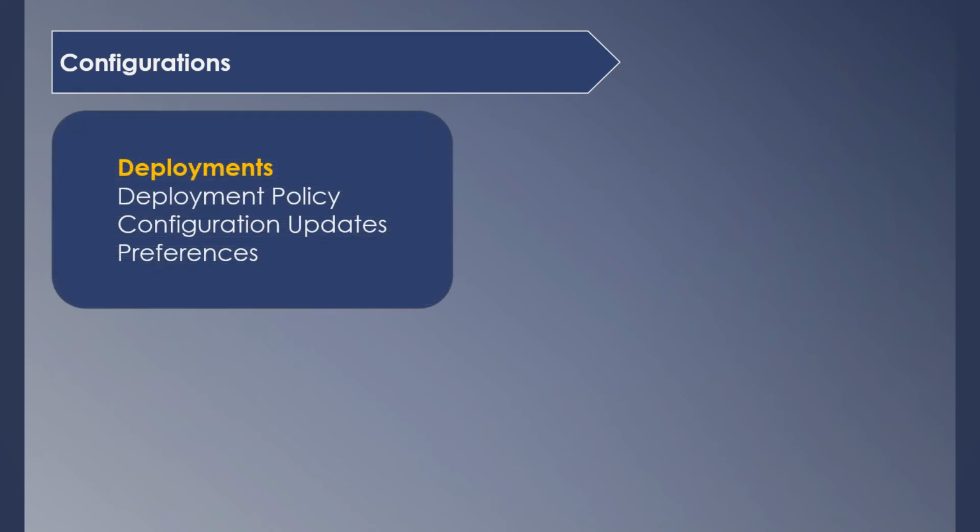The next category is deployments. You can select the deployment policy to be all at once, rolling, or immutable, and with each policy you can select different preference settings and config update options.